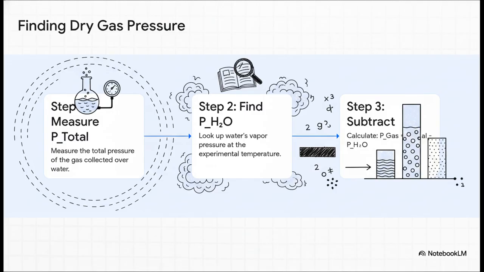It's a super simple 3-step fix. First, you just measure the total pressure in your collection flask. Second, you look up a known value, the vapor pressure of water at the exact temperature of your experiment. And third, you just subtract the water pressure from the total. What's left over is the pure, dry pressure of the gas you actually made.